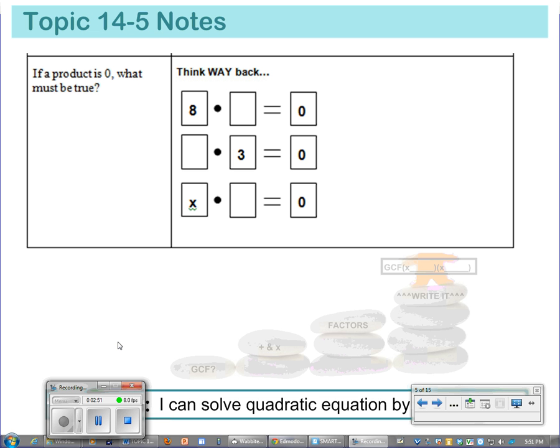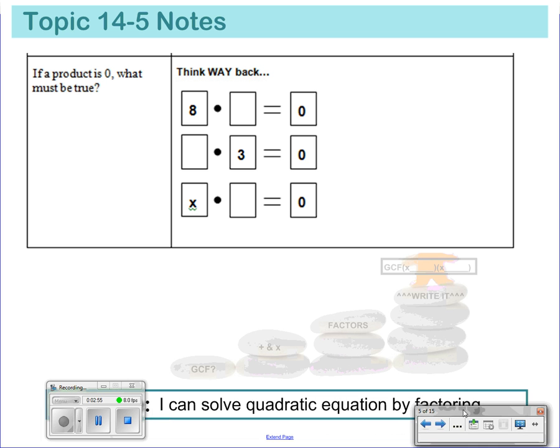So our essential question was, how can I solve quadratic equations by factoring? Well, first let's look at factoring: it is just having two terms being multiplied together. If it's multiplication, it's a product. So if a product is equal to 0, what must be true? 8 times what number is going to give us 0? The only way that equals 0 is to have 8 times 0.